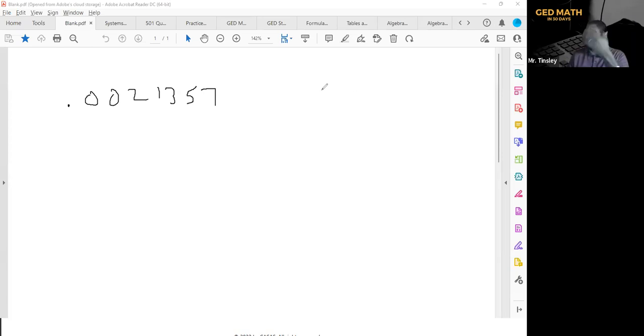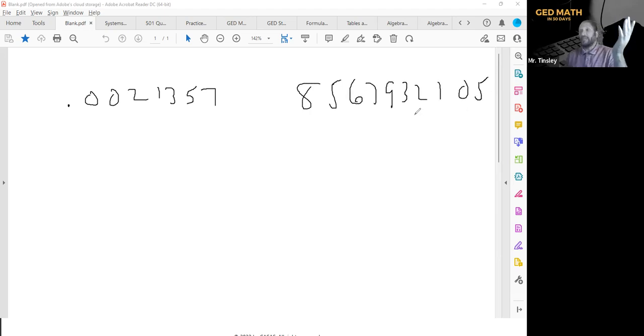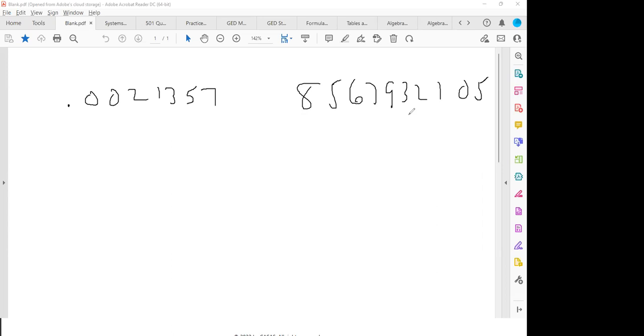But this is good. So let's take a big number, 8567932105. I don't know, just made that up. So the first thing you want to remember, scientific notation is used for very small numbers or very big numbers. Okay? So now, what's a very small number? You know, you go out to the third, fourth, fifth.